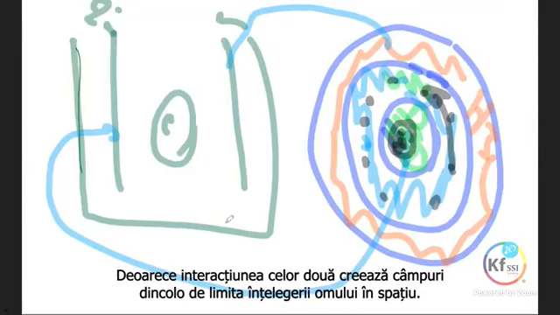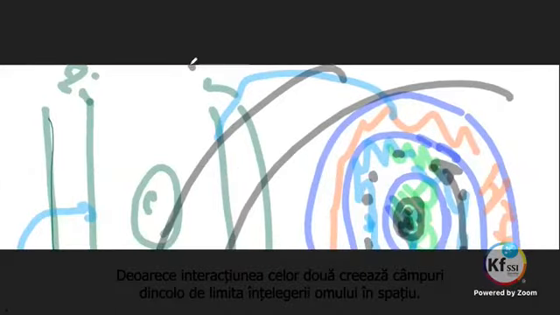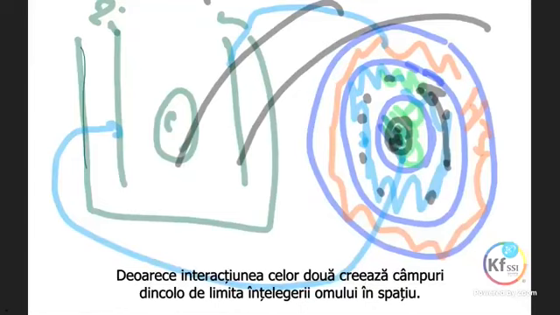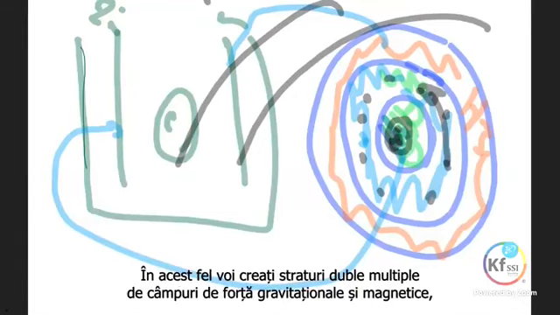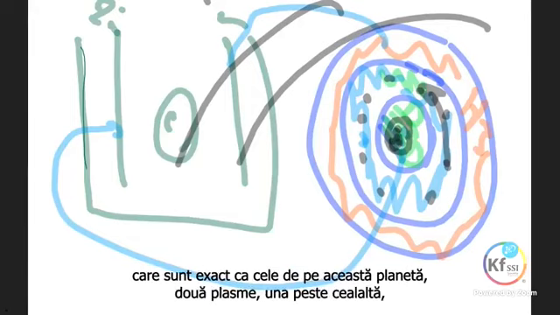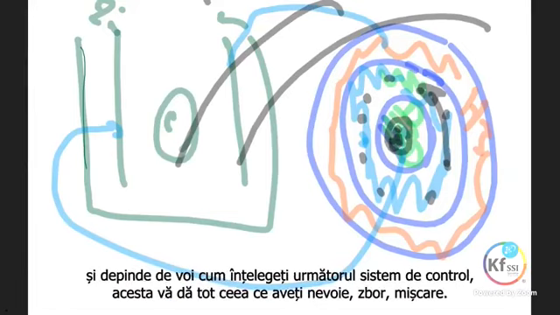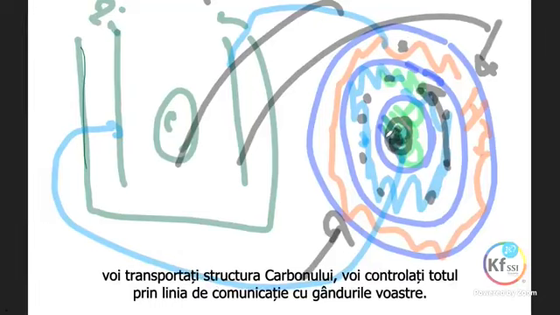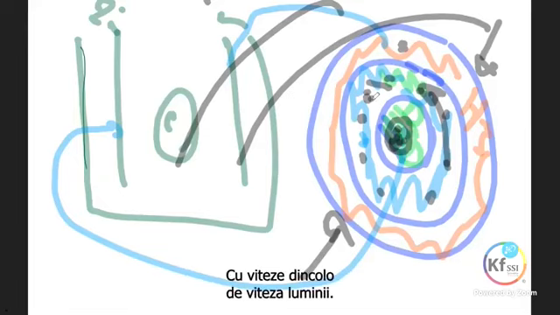Because the interaction of the two creates fields beyond the boundary of the understanding of the man in space. This way, you create multi-double layer gravitational magnetic field forces that, as exactly on this planet, the two plasmas over each other, depending on you understanding the next system of control, gives you everything you need, lift, motion. And don't forget, because in crystal structure of the first one and the second one, you carry the carbon structure, you control everything by the line of your thoughts. Faster beyond the speed of light.